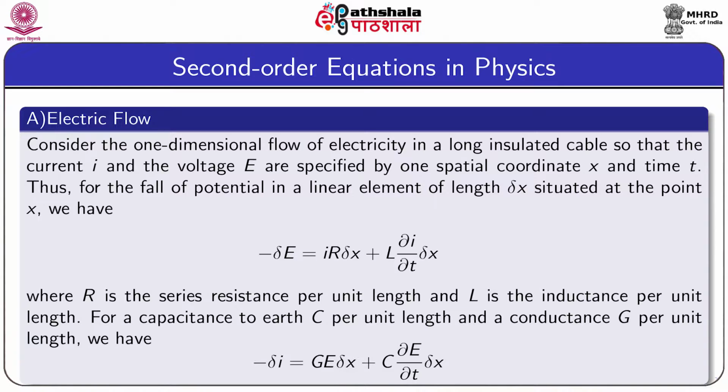Now, if C is the capacitance to earth per unit length and G is the conductance per unit length, then we have another equation for the current: minus delta I equals G E delta x plus C del E del t delta x.